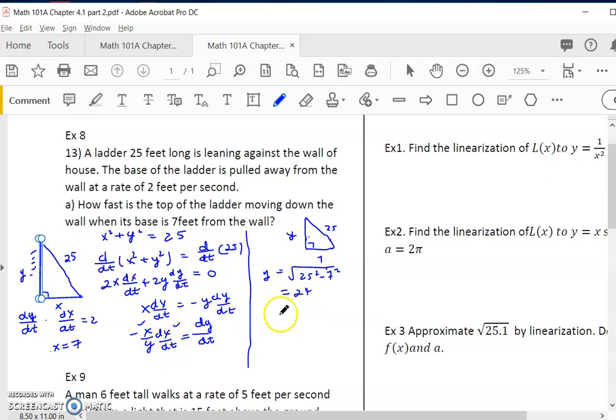So plug in here. dy/dt is going down, so it is negative. X is 7, y is 24, and dx/dt is 2. So that will be negative 7 over 12. Is it feet? Feet per second. It's moving down not as quickly as the ladder is pulling away.